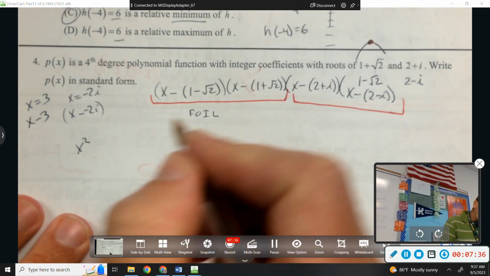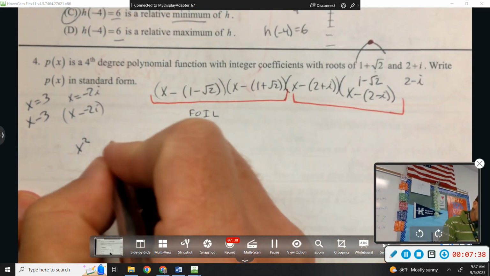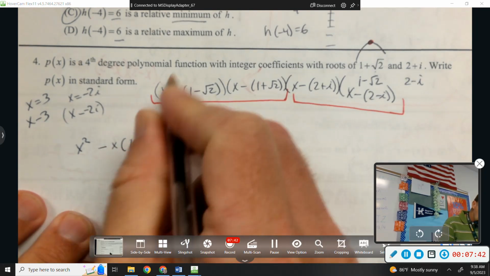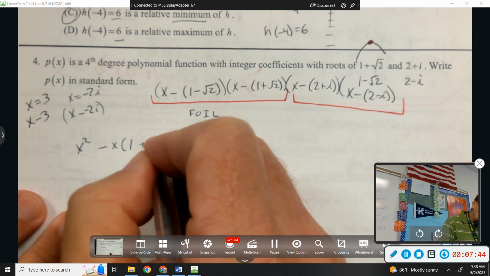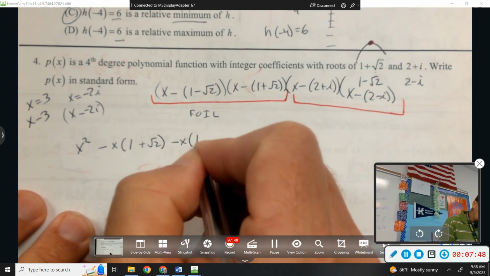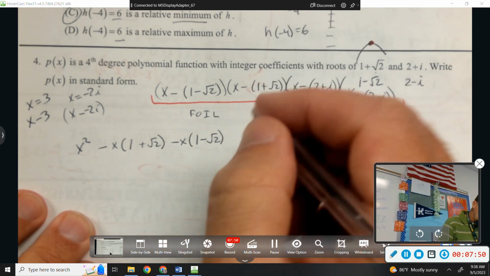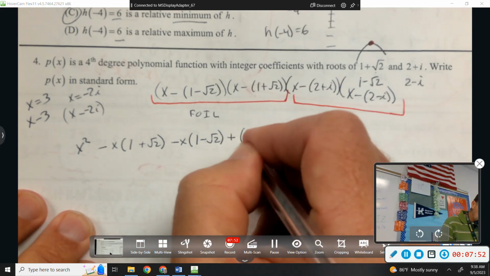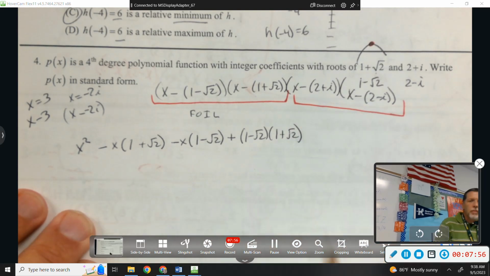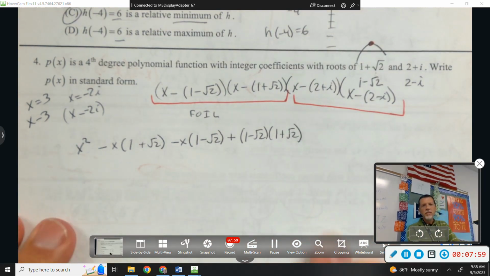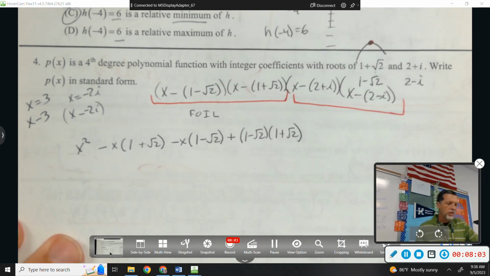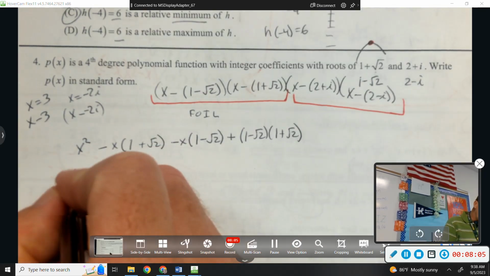So x squared minus x times 1 plus root 2 minus x times 1 minus root 2 plus 1 minus root 2 times 1 plus root 2. Right, so I treated that one as a FOIL problem. I don't know if that was the best choice or not, because there's still more work to go.